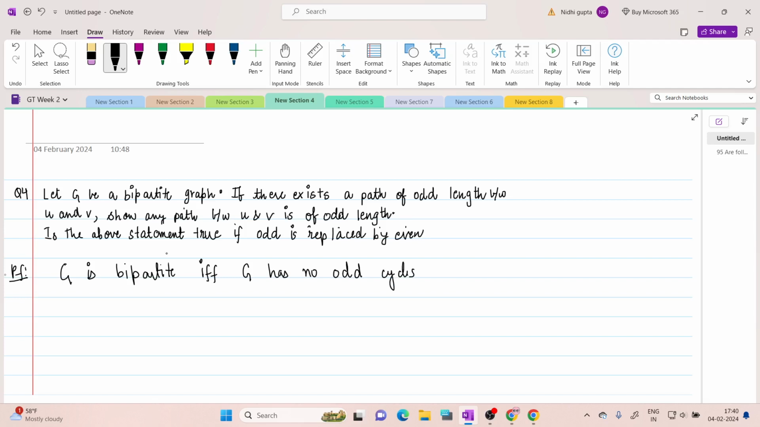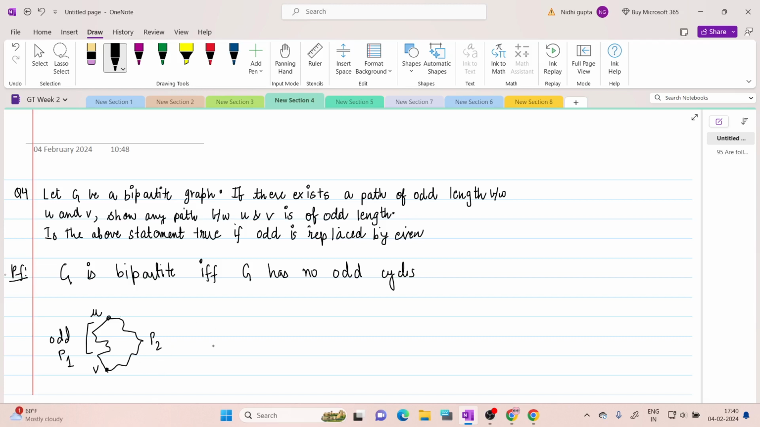Now question 4 is saying, suppose U and V are two vertices, and suppose there is a path between U and V and the length is odd. I call this path P1. And suppose there is another path P2. I have to show that this path P2 should have odd length.